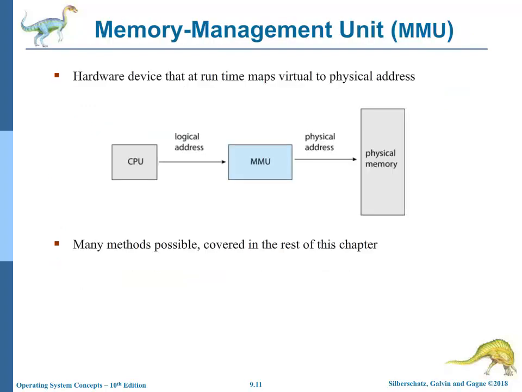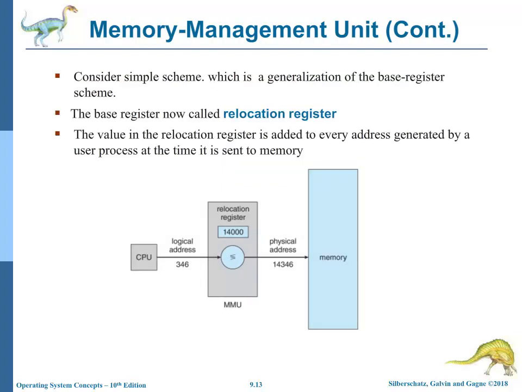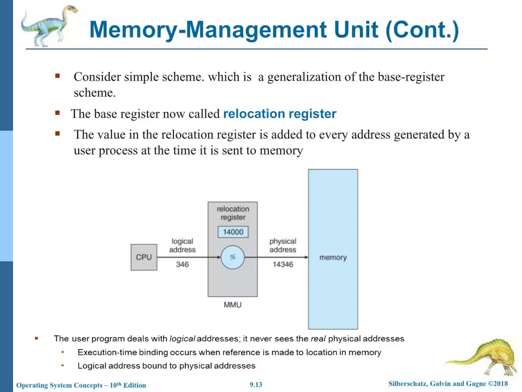The runtime mapping of logical to physical addresses is handled by the Memory Management Unit, MMU. The base register is now called the relocation register. The value in the relocation register is added to every address generated by a user process at the time the address is sent to the memory.